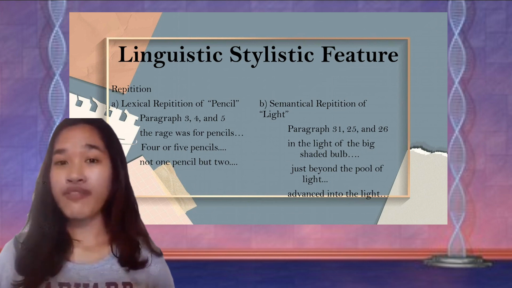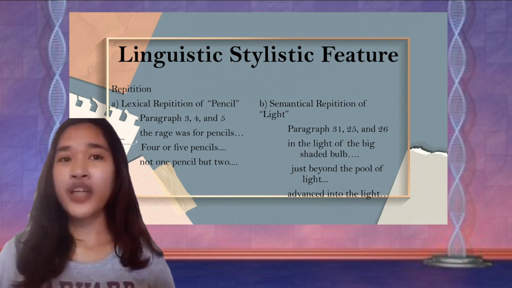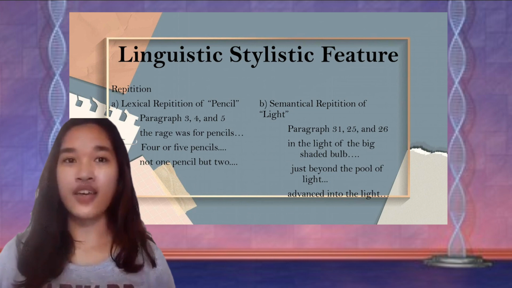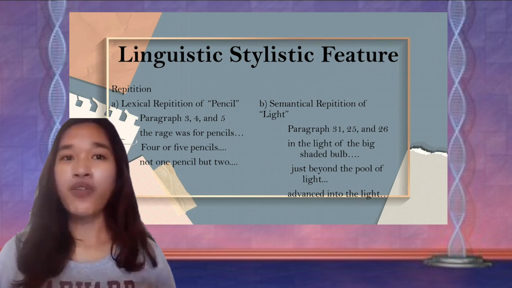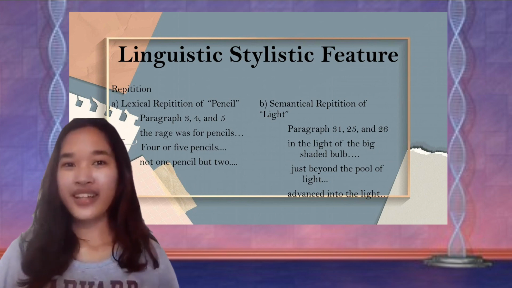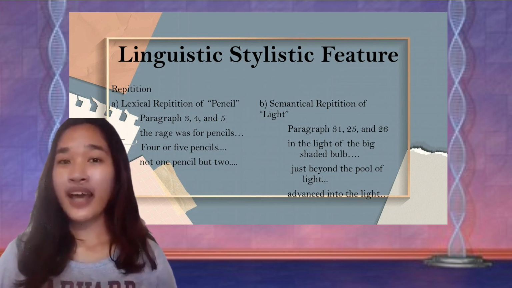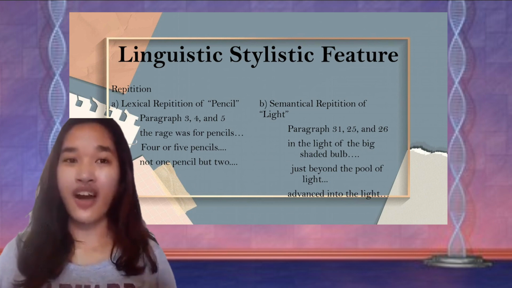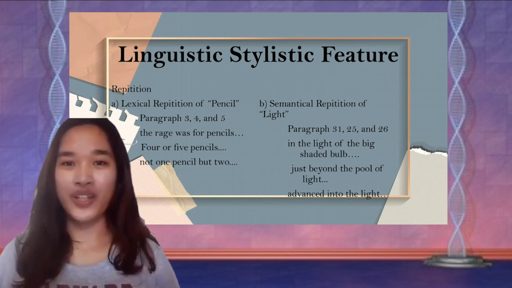In paragraphs 25 and 26, the mother keeps coming and advancing into the light. The mother is consistently aware of the truth and reality. Finally, in the reading piece, light represents intelligence and knowledge, morality, and purity.